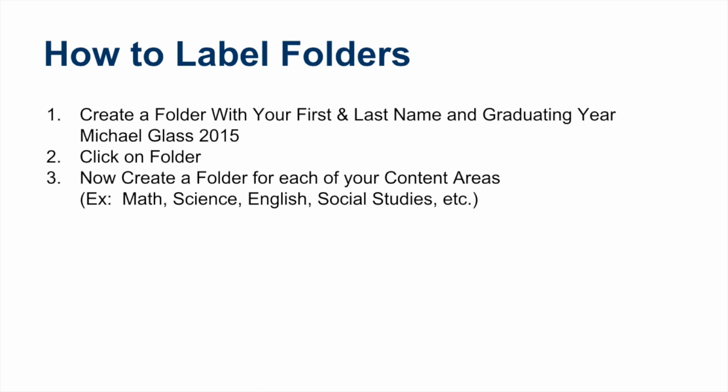So we're going to create a folder with your first and last name and your graduating year. Once we have that folder created, we're going to click on that folder and create a folder for each of your content areas. Math, science, English, social studies, all your subjects, go ahead and create a folder. Let me show you how.